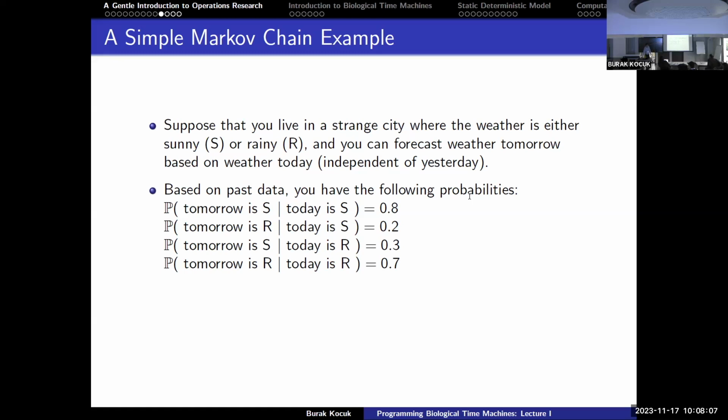And maybe you want to understand a question of the following. So today is November 7th, right? And suppose that today is sunny in this strange city. And you want to understand the probability that 2 days from now it is raining. Without knowing Markov chains or anything, I think you can sort of get a crack at this. So how do you think you can solve this?